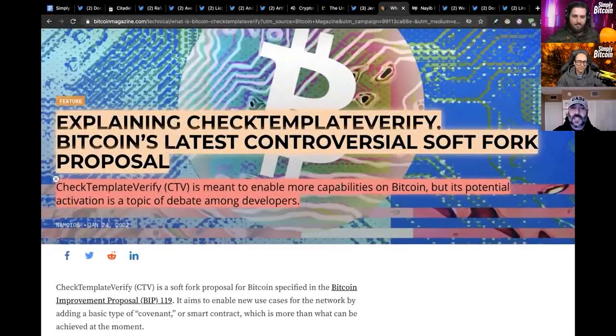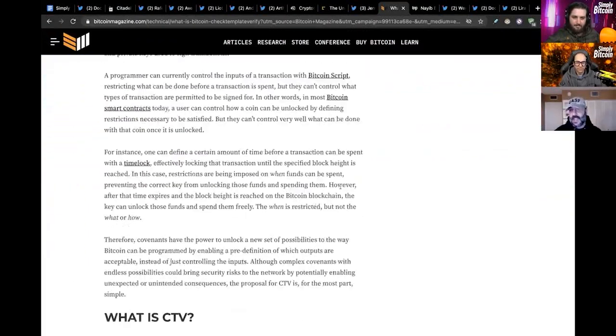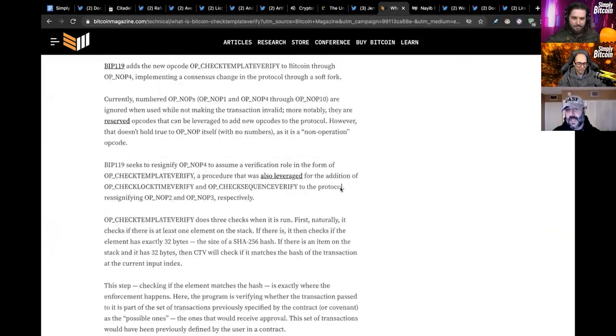CTV is an opcode that will add a form of what's known as covenants to Bitcoin. What we have right now in Bitcoin is that you're able to write various Bitcoin scripts that dictate how your UTXO will be spent. So when you put a transaction on the blockchain today, you have things like lock times that say it can only be spent after this much time, or some other really primitive stuff. But with something like covenants, you can put together more specific rules as to how they're able to be spent.